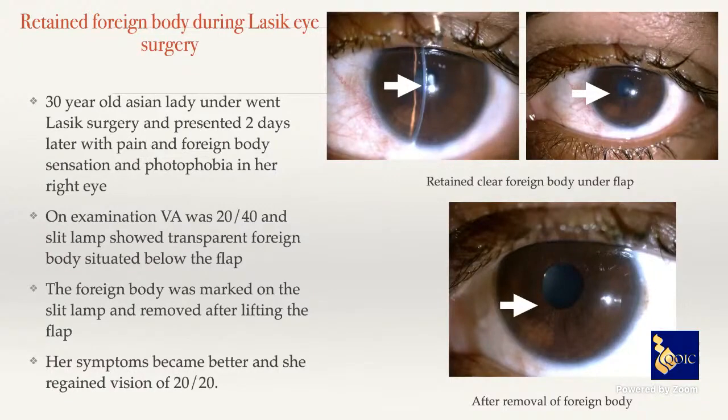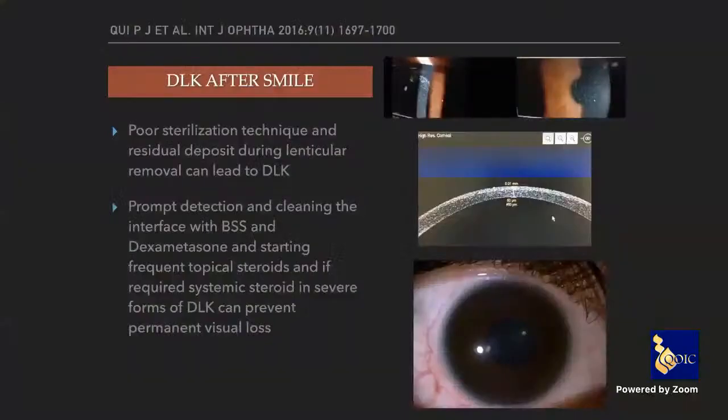So we looked at the flap, we just marked the transparent material on the slit lamp, and then we removed it after lifting the flap. The patient was asymptomatic and gained a vision of 6/6. DLK after SMILE is rare, but it can happen.